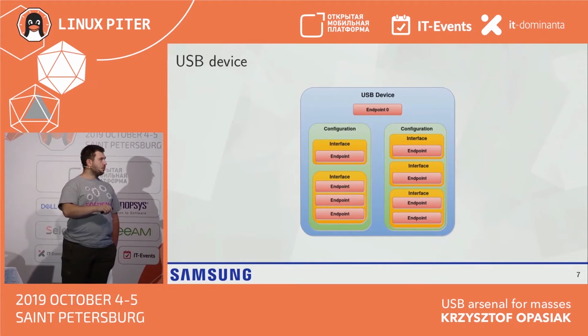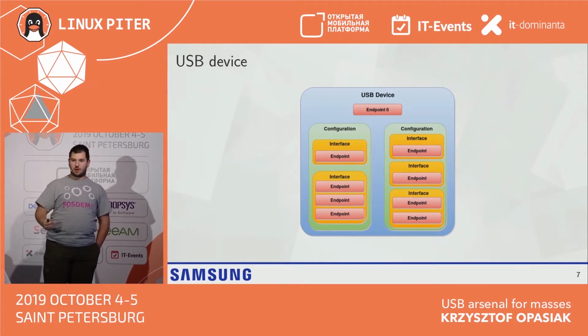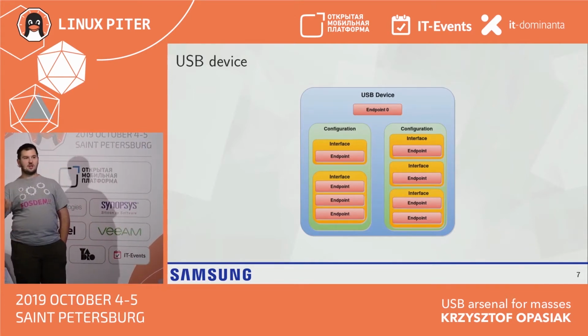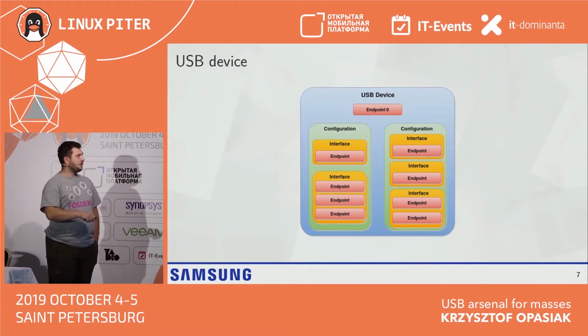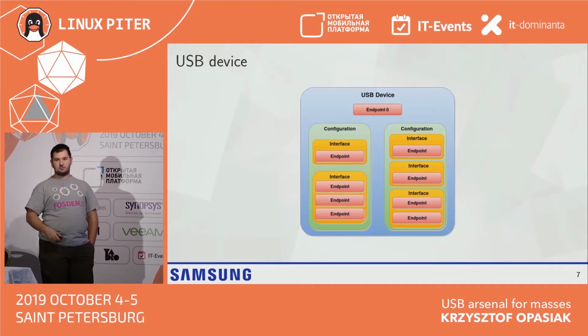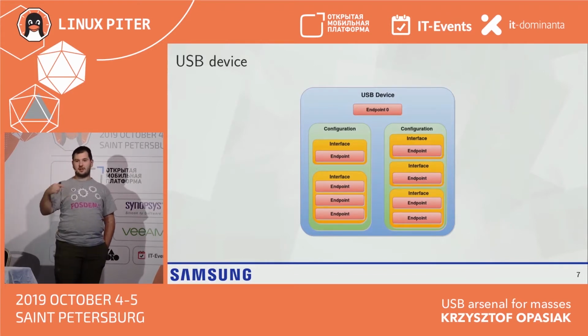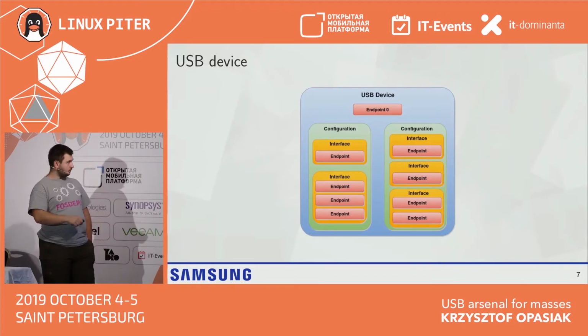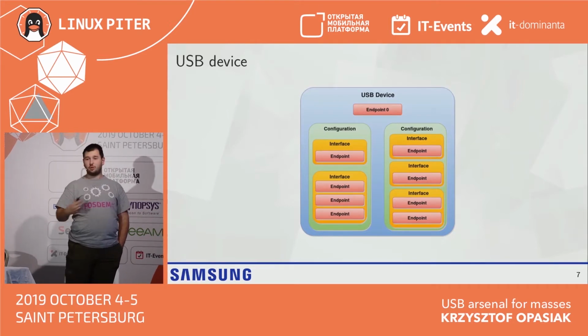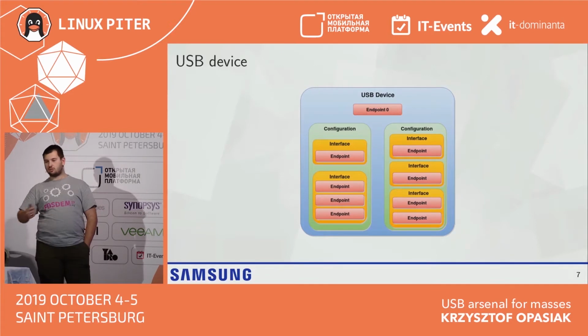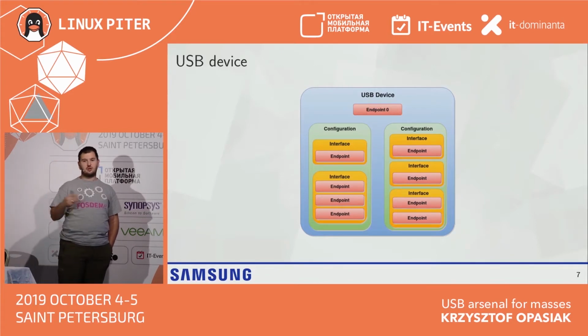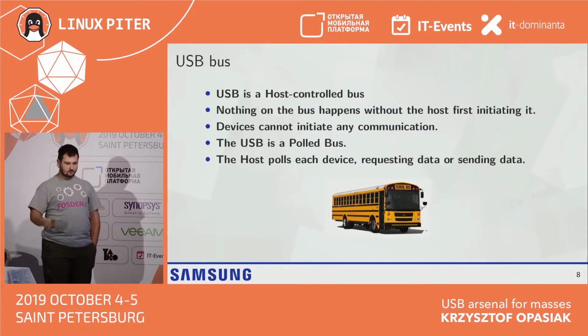Interfaces are grouped into configurations, and a configuration is a group of interfaces that can be used at the same time. A whole USB device may have multiple configurations, but only one of them can be active at the same time. The only special endpoint that is always available is endpoint 0. It is not grouped into any of the interfaces, and you can always communicate with it.